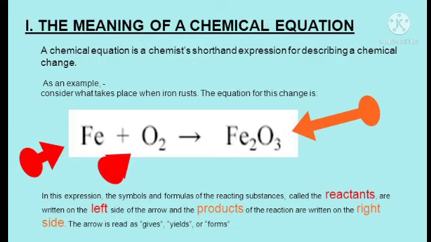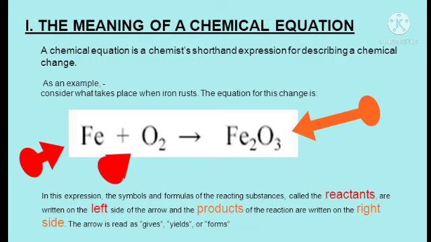What is the meaning of rusting? Iron materials react with oxygen, that is called rusting. Here ferrous reacts with oxygen, ferrous plus oxygen. After that the product comes, ferrous oxide.